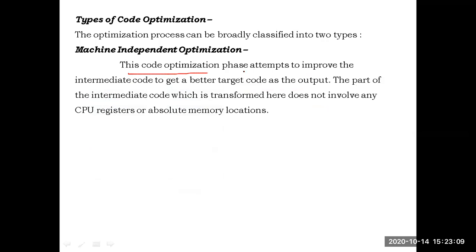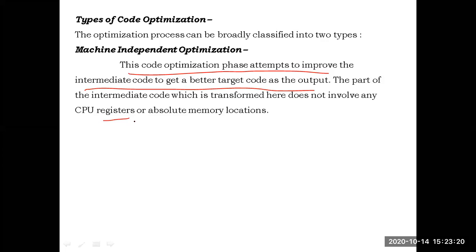Clear? This code optimization phase attempts to improve the intermediate code to get a better target code as output. The part of the intermediate code which is transformed here does not involve any CPU registers. If any three-address statement contains CPU registers, it won't transform that line. If any three-address statement contains addressing mode, it won't touch that line. If any three-address statement contains machine instructions, it won't touch those lines. It will transform only those intermediate code lines which do not involve CPU registers or memory locations. That type of optimization is called machine independent optimization.